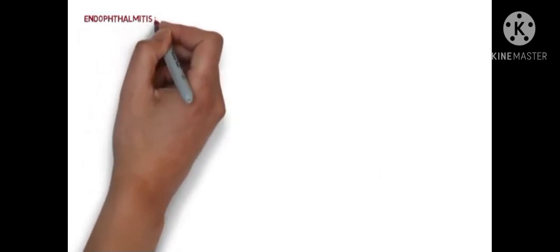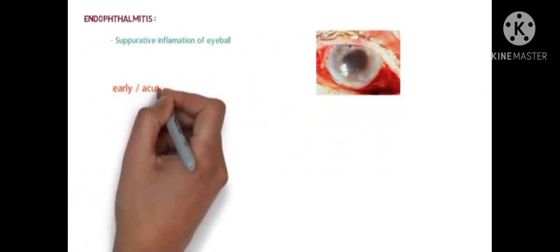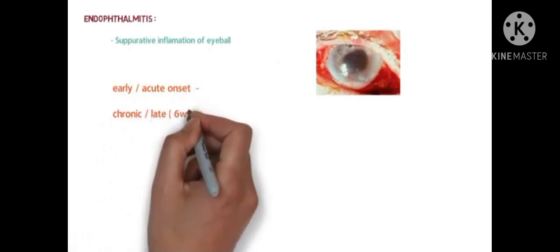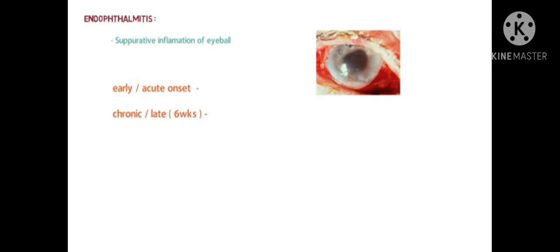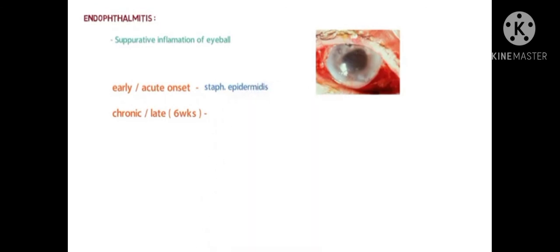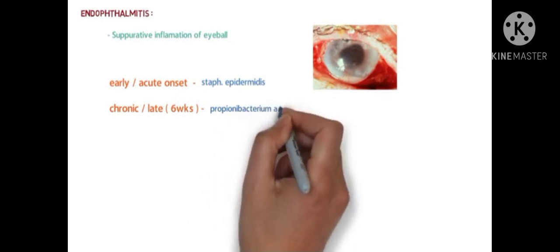So what is bacterial endophthalmitis? It is a suppurative inflammation of the eyeball. Look at this diagram. There is an inflammation of the eyeball. Endophthalmitis can occur with acute onset or chronic onset. That is, it can occur in early complications and in late complications. Late complications means after about 6 weeks. Early complications occur most commonly due to Staphylococcus epidermidis. Chronic complications most commonly occur due to Propionibacterium acnes.